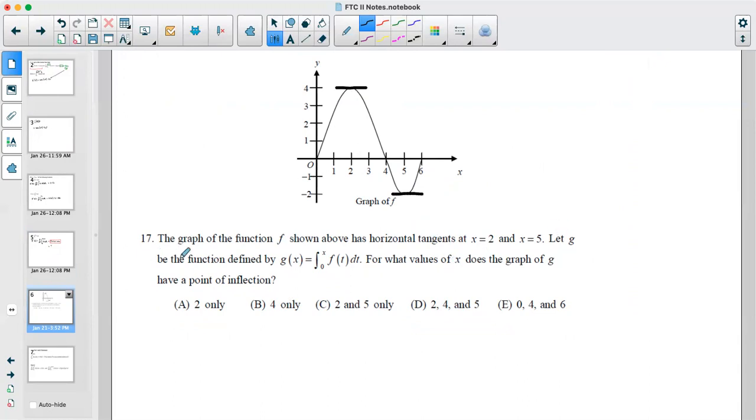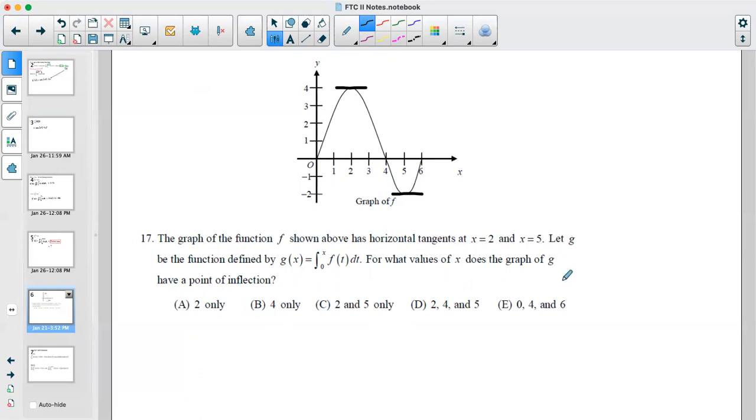And they say let g be the function defined by g of x is the integral of this function. It doesn't really matter if there's a t in here, f of t dt. If I graph t versus y, I would get the same exact picture. But basically, g is the integral of this function. That's what it's saying. Now what? For what values of x does the graph of g have a point of inflection?